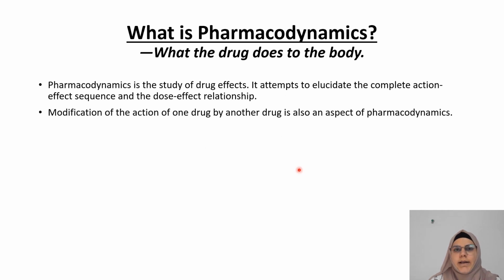What is pharmacodynamics? Pharmacodynamics is what the drug does to the body. It is the study of drug effects. It attempts to elucidate the complete action, effect sequence, and the dose effect relationship. What is elucidate? Elucidate means to make something clear. Like we are going to read the complete action of the drug on the body.